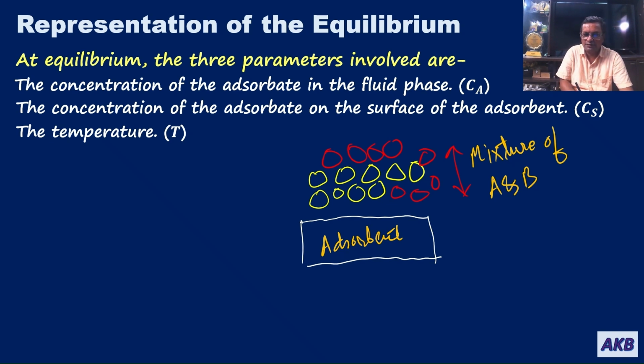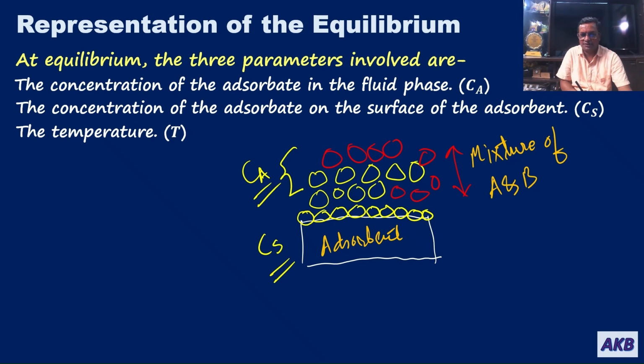After the two phases come in contact with each other, molecules of A will be getting adsorbed on the surface of the adsorbent. So when A is in the fluid mixture, we are saying that its concentration is Ca. And when it goes on the surface of the adsorbent, its concentration is Cs. And the third parameter that is involved is temperature. So that is what I have listed over here.